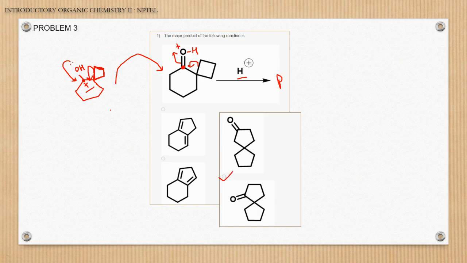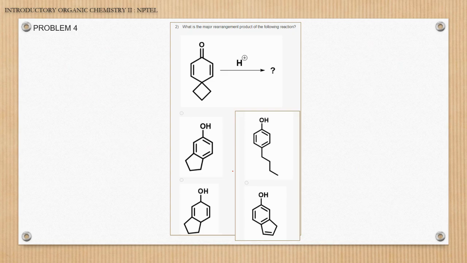Okay. So moving forward to problem number 4. It is also a similar kind of problem. So here they are asking you the major rearrangement product again. So you have to identify the product. So in presence of acid, I've told you that if ketone, aldehyde, any carbonyl compound is there, first of all the protonation will happen. So if the protonation is happening, then what will happen? This is going like this.